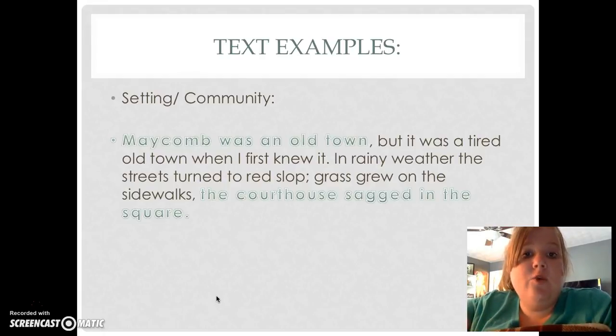It says Maycomb was an old town, but it was a tired old town when I first knew it. In rainy weather, the streets turned to red slop, grass grew on the sidewalks, the courthouse sagged in the square.